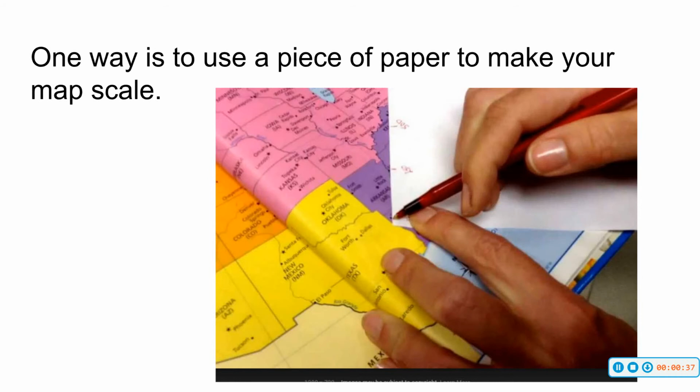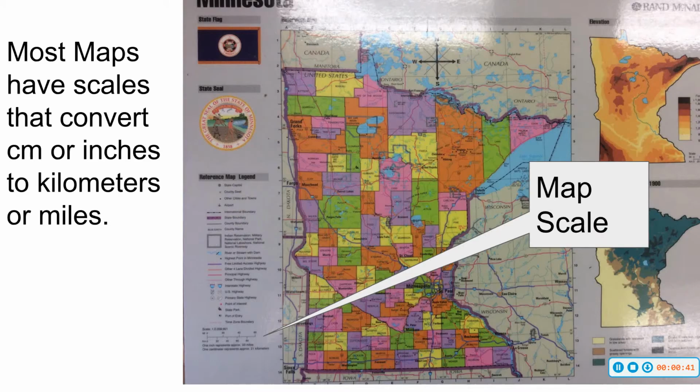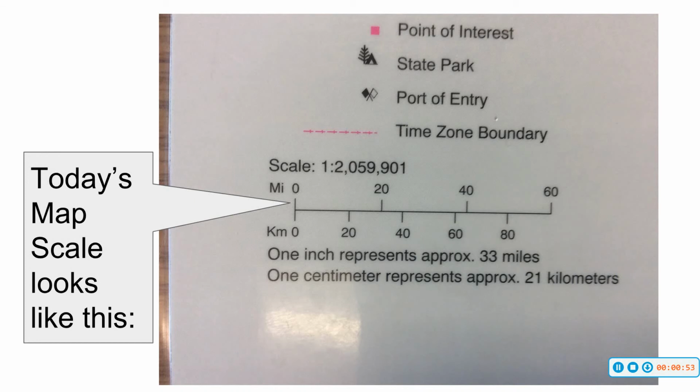One way is to use a piece of paper to make your map scale. And most maps have scales that convert centimeters or inches to kilometers or miles. In this case, the map scale is on the lower left-hand corner of this map. And this is what it looks like close up and will be the one we are using today.